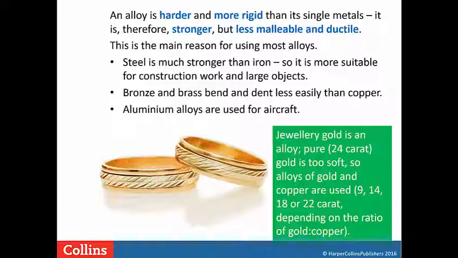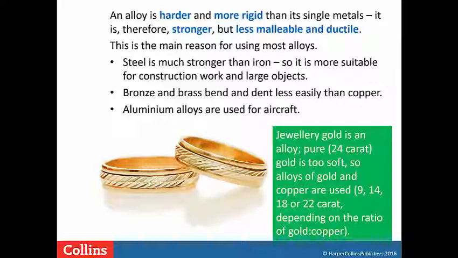Steel is much stronger than iron, so more suitable for construction work and large objects. Bronze and brass bend and dent less easily than copper. Aluminium alloys are used for aircraft. Jewelry gold is an alloy.